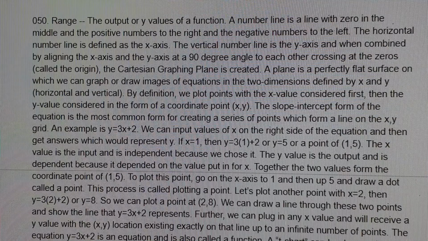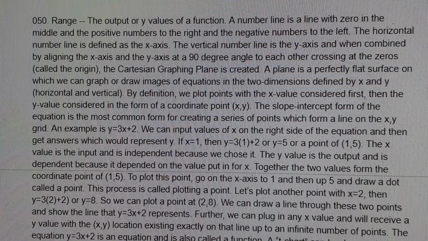To plot this point, go on the x-axis to 1, and then up 5, and draw a dot called a point. This process is called plotting a point. Let's plot another point with x equal to 2. Then y equals 3 times 2 plus 2, or y equals 8. So we can plot a point at (2, 8).